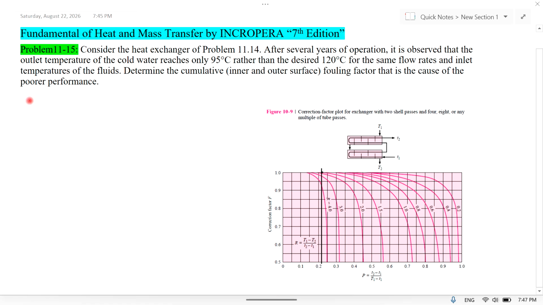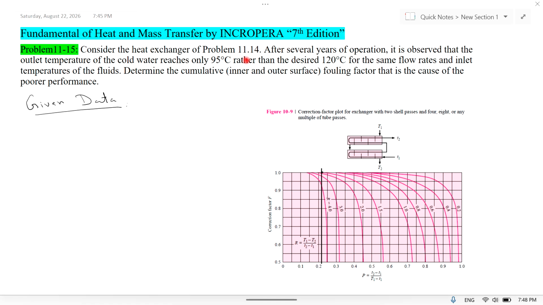Bismillahirrahmanirrahim. In this lecture, I am solving problem 11.15 from the book Fundamentals of Heat Transfer by Incropera, 7th edition. The statement is: consider the heat exchanger of problem 11.14. So, we will use the data of the previous problem.